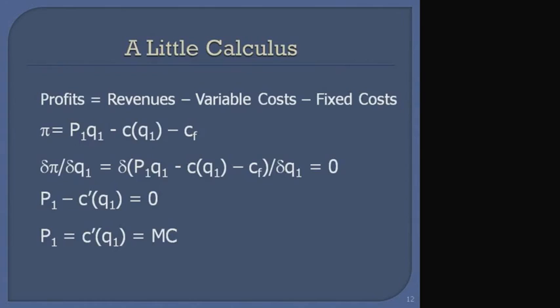We set that equal to 0, and it gives us a decision rule in which we set price equal to the derivative of variable cost, which is by definition the marginal cost. Hence again, to maximize profits, a firm who is a price taker sets quantity such that price equals marginal cost.